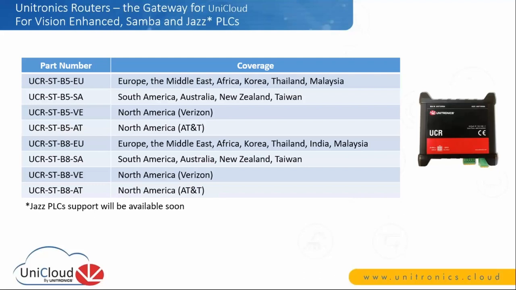One additional note is currently Jazz PLCs are not supported with a UCR, but they will be in the near future. So depending on if you want to go back and connect existing sites or new sites that use a Jazz to your cloud account, this will be available through the use of the Unitronics router. Right now, Vision and Samba controllers do have the ability to be connected to the cloud through your UCR in use.